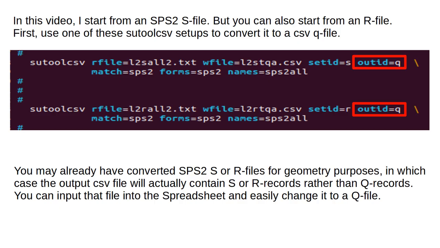In this video, I start from an SPS2 S file, but you can also start from an R file. First, use one of these SUTool CSV setups to convert it to a CSV Q file. You may already have converted SPS2 S or R files for geometry purposes, in which case the output CSV file will actually contain S or R records rather than Q records. You can input that file into the spreadsheet and easily change it to a Q file.